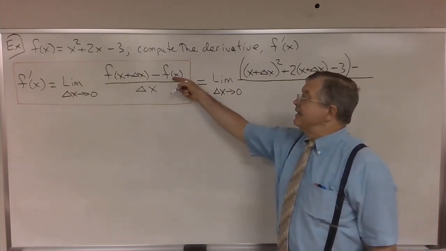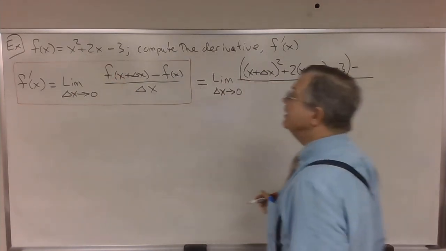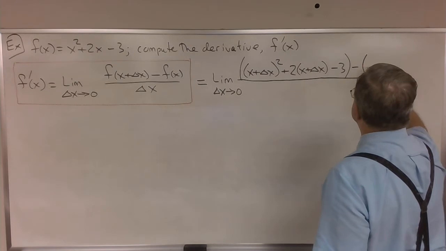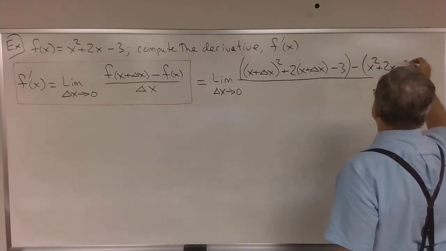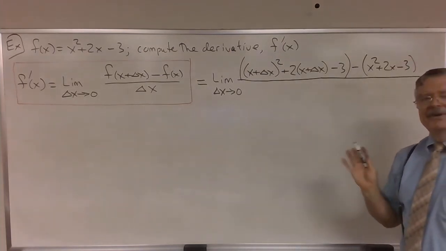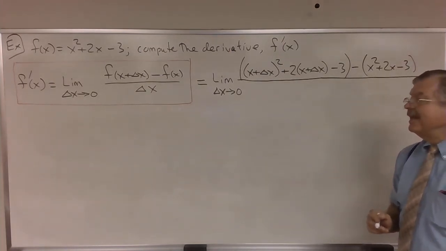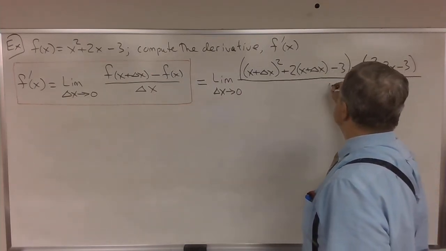Now we have to subtract f of x, which is this thing: x squared plus 2x minus 3. We're doing great. And last but not least, we put a delta x in the denominator.